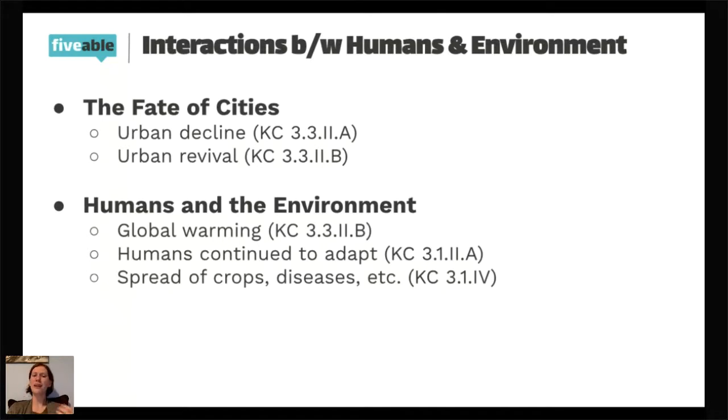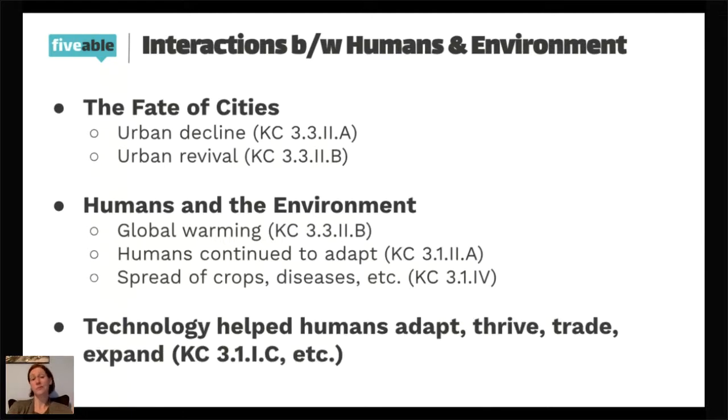So as you're thinking about trade goods spreading along trade networks and the impacts those have environmentally, crops and diseases are examples that you might want to think about as well. And then, yeah, technology. We want to be thinking about technology that helps humans adapt, thrive, trade, etc. All of this is stuff that fits into this theme.